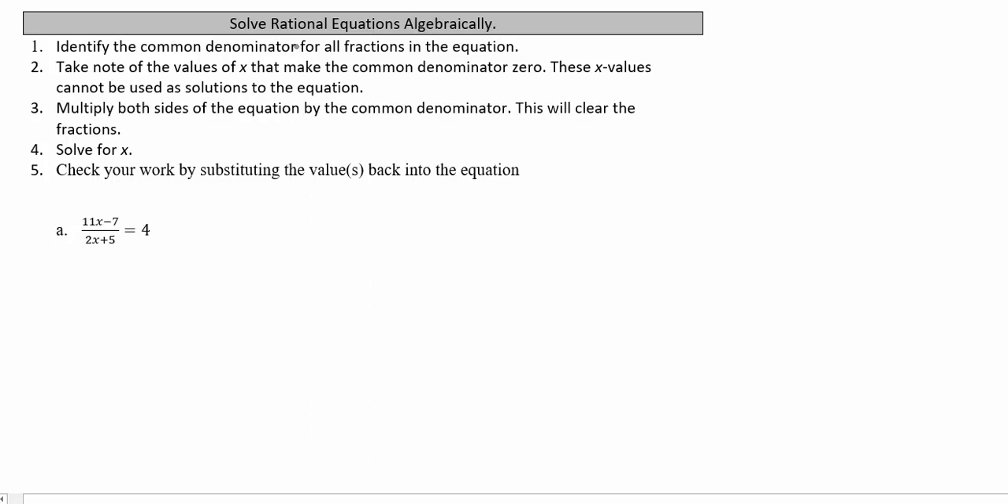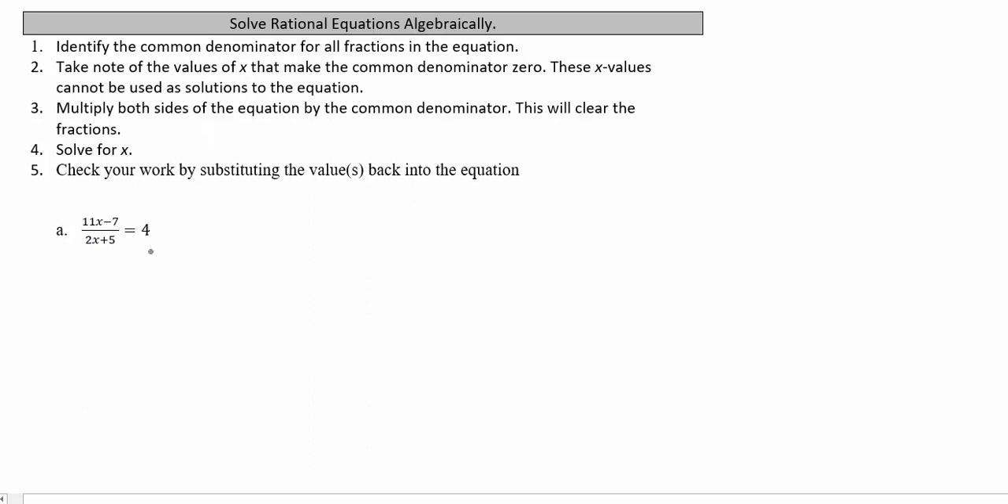In this video, I will be doing a couple examples where I solve a rational equation, and I will be doing it algebraically. So here's my first example down here of a rational equation, and I will be following these 5 steps that I sometimes refer to as the clearing the fractions method. It does assume you know how to find a common denominator of an expression that involves variables.